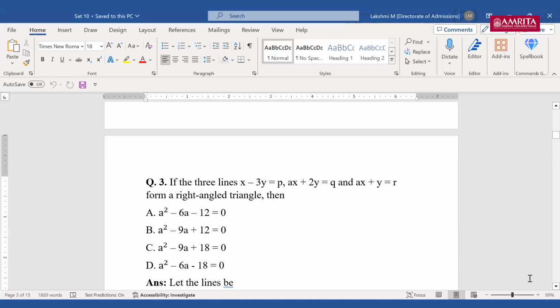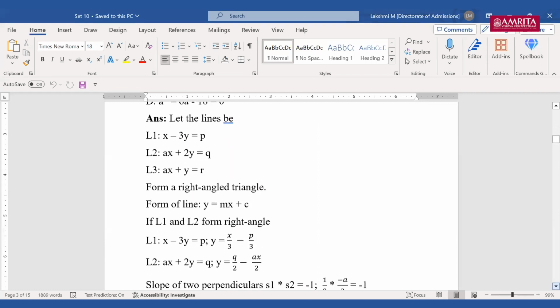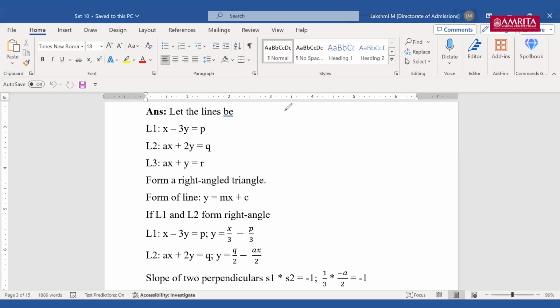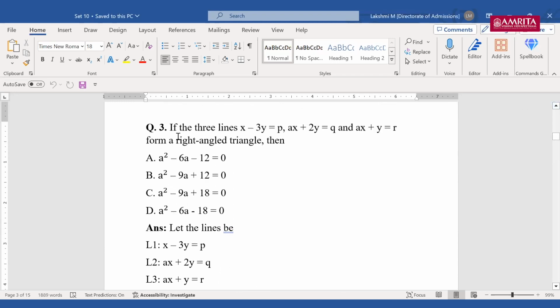So yes, I think we'll just quickly discuss this. I don't know whether you have studied this also. These are the three lines which are given here. The first line is x minus 3y equal to p, for my understanding. The second one is ax plus 2y equal to q, and the third one is ax plus y equal to r. There is only one clue that helps you to solve this question, which is that they form a right angle triangle.